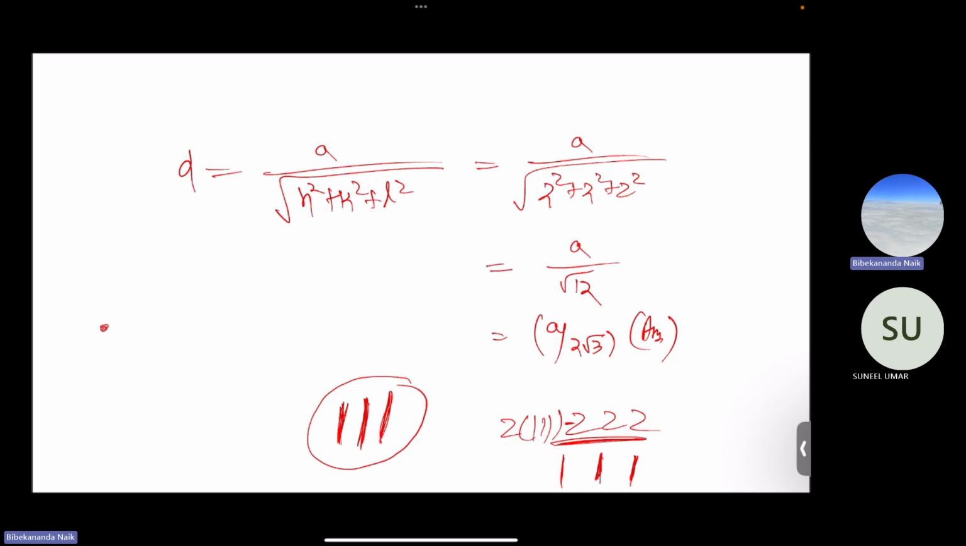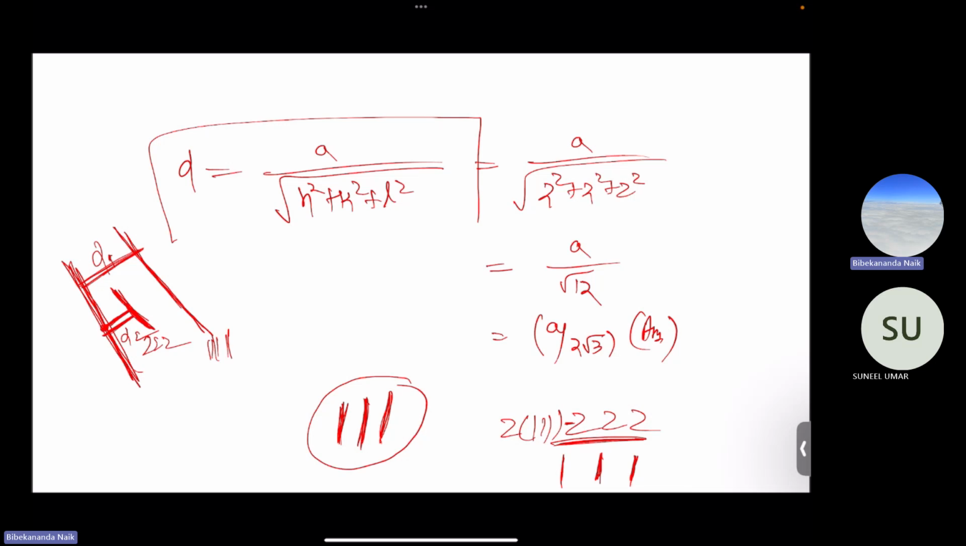Because if you see, suppose this is the origin, the 1, 1, 1 plane will be here, but the 2, 2, 2 plane will be here. So the distance from the origin to this plane, this is 2, 2, 2, this is 1, 1, 1. So the interplanar spacing is different. For the 2, 2, 2 plane the interplanar spacing will be this, and for the 1, 1, 1 plane it will be this. So this is d1, this is d2. So the formula is d equals a over root of h squared plus k squared plus l squared.